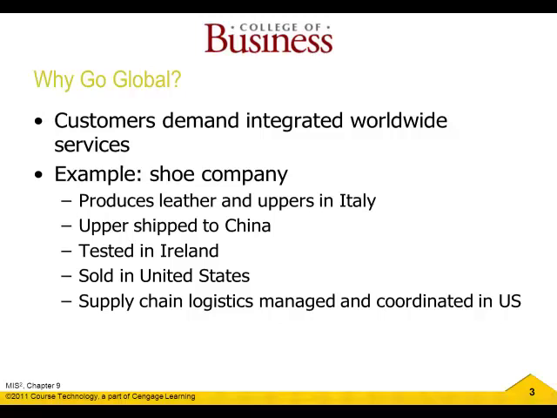For instance, the book talks about a shoe company, and the shoe company produces the leather and the uppers for the shoes in Italy. So that's where the best leather is going to be, and the craftsmen that produce the shoes, the leathers and the uppers, are in Italy. Those uppers then are shipped to China, where the soles are put on to the shoes. So there's better cost savings by shipping them to China and still maintaining the quality of the shoe. Then the shoes get shipped back to Ireland, where they're tested, and finally they're sold in the United States.